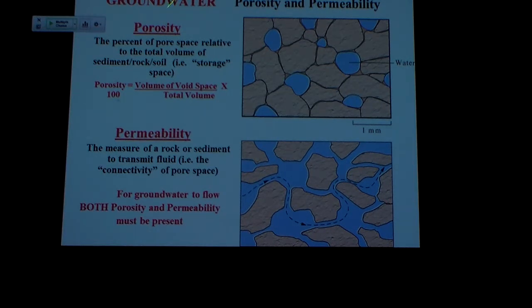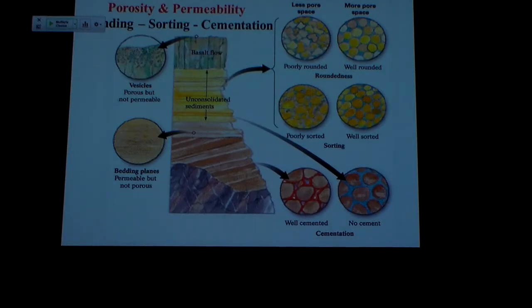So porosity really talks about the volume of void space and the amount of water the rock can hold. The permeability really talks about the connectivity of these pore spaces and how well you can move the fluid through the rock. Both are critical.